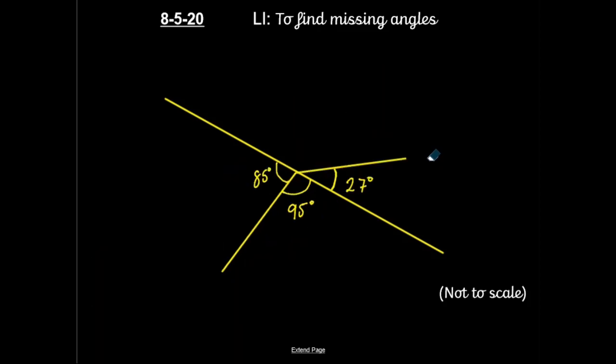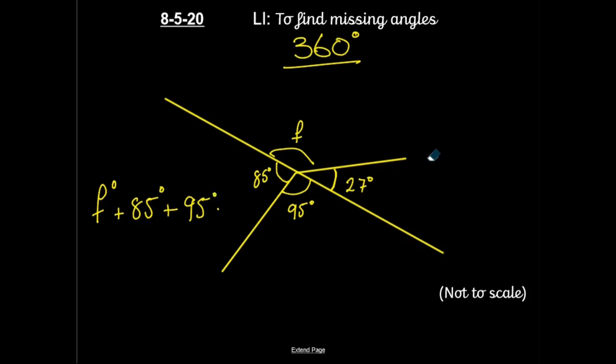Now, if they are not a straight line, and they go off a slightly different angle like this, you're going to have to do some more calculating. Again, knowing the fact that angles around a point always equal 360 degrees. So, to look at this one, to find angle F, in this case, I'm going to do F degrees plus 85 plus 95 degrees plus 27 degrees is going to equal 360. Now, I can't quite fit on there, so I'll put it down onto the next line just a little bit lower. So I can start to add these together.